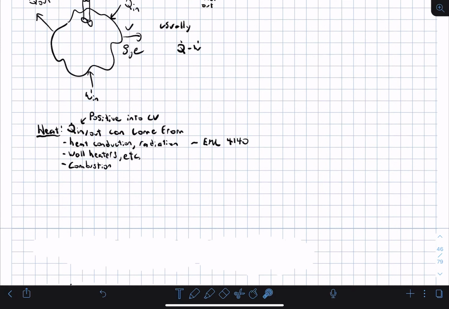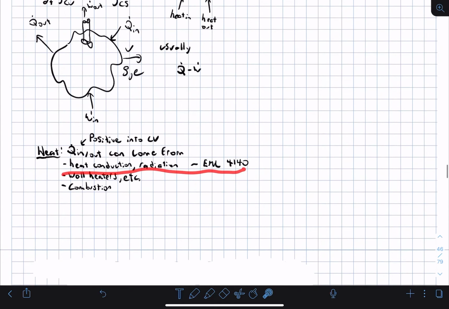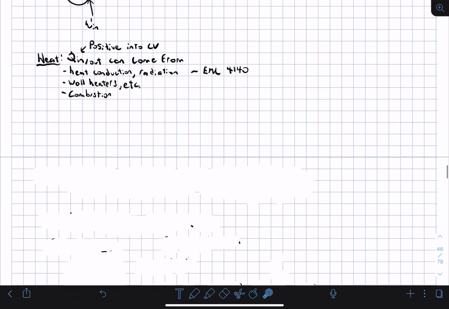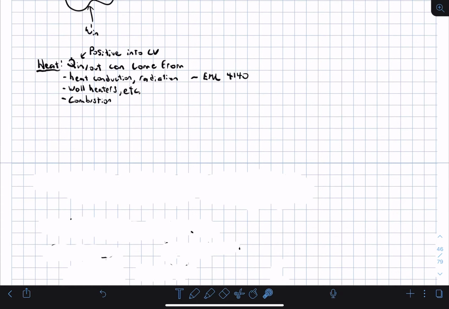Then there's also work, and we're not going to work with heat too much except to find it. But in heat transfer, you will actually learn how to compute heat given the temperature of your system and the temperature of your surroundings. You will learn how to compute that Q dot. For these problems, we'll be given a Q dot, or we'll have to find a Q dot. But in heat transfer, you actually learn to compute what Q dot is.